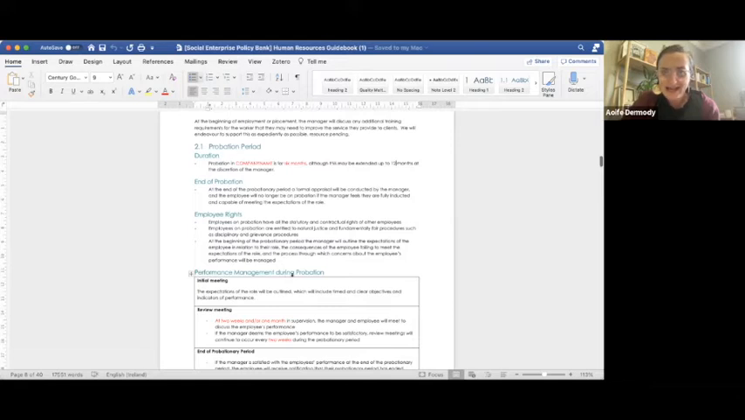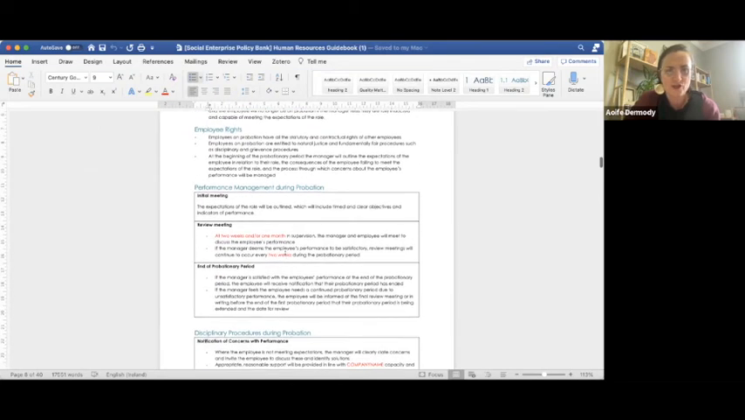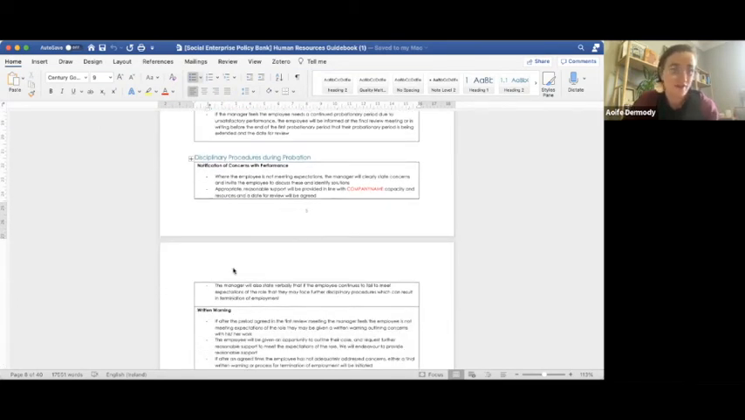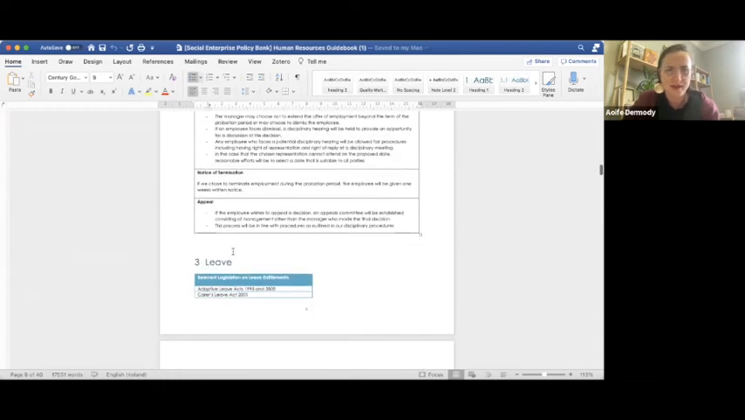So employees have all of the statutory and contractual rights on probation, but you can obviously make it a little bit shorter and neater to ensure that any disciplinary procedures and things like that can be implemented swiftly and effectively during that time.